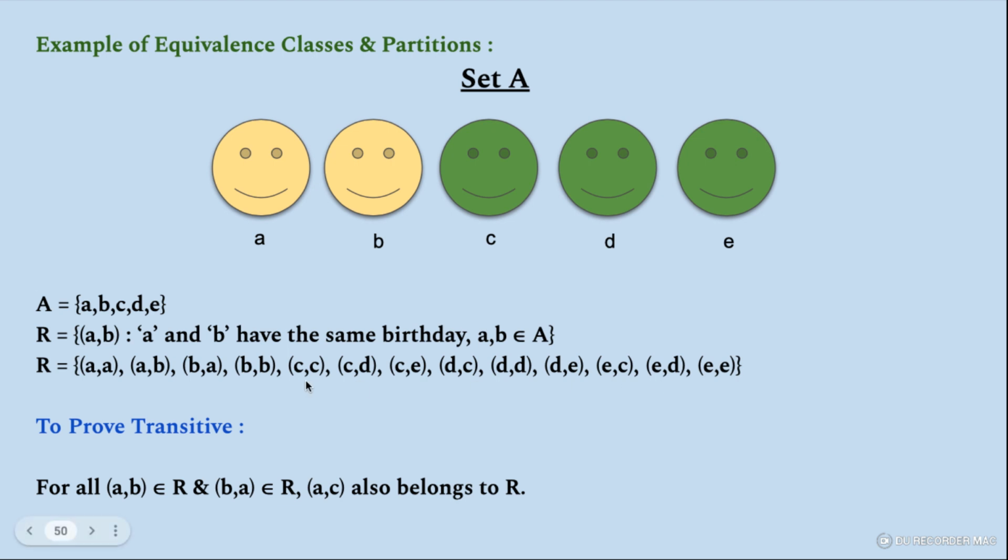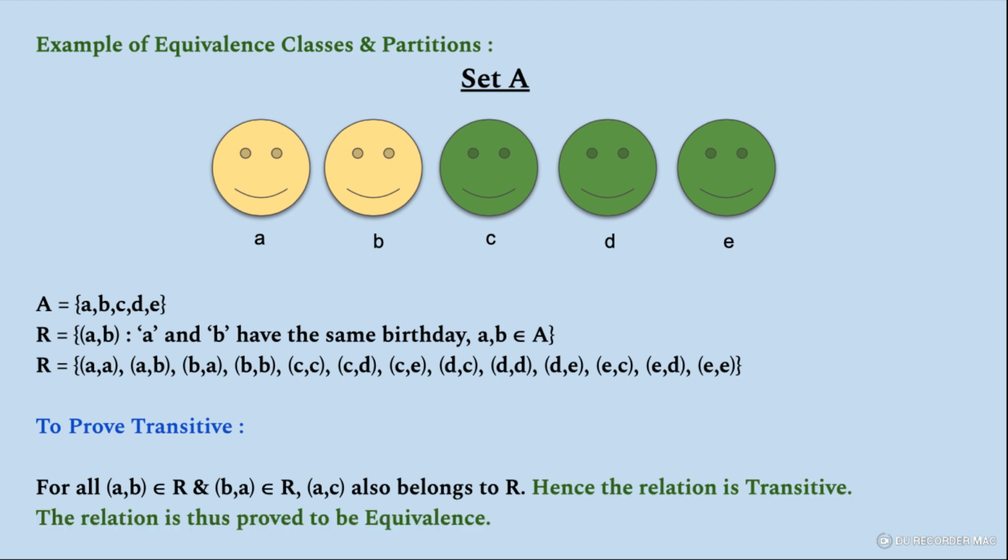So for every (A, B) and (B, C) in the relation, you are finding that (A, C) is also in the relation. So this relation is going to be transitive also. It has been proved. Because now we have proved that the relation is reflexive, symmetric, and transitive, we can say the relation is going to be an equivalence relation. It has been proved to be an equivalence relation.